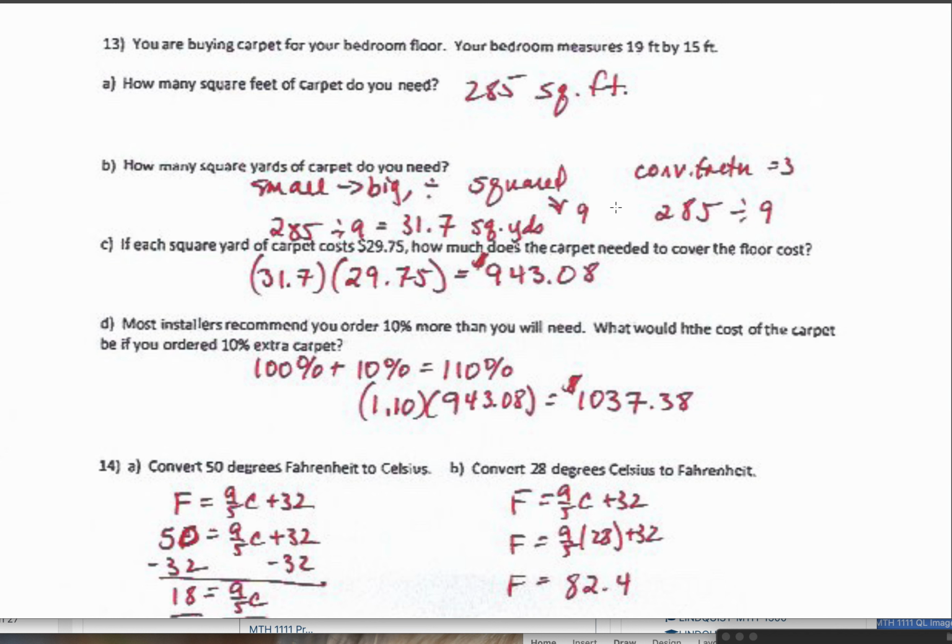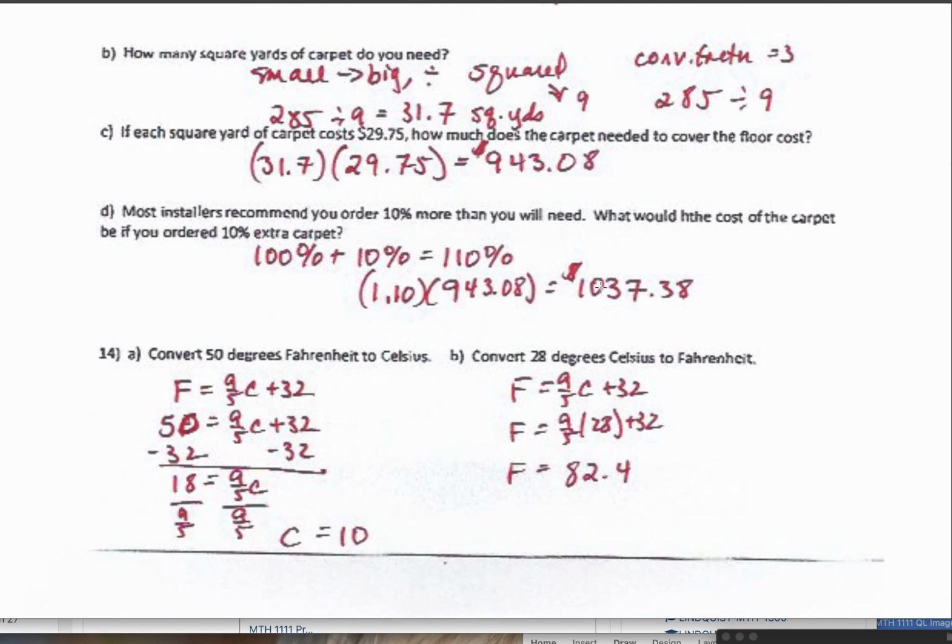Part C, if each square yard costs $29.75, how much does it cost to carpet the floor? So you get 31.7, the previous answer, times 29.75, and you get 943.08. But in a cruel twist of currency fate, you never order exactly the amount you need. You always order typically 10% more, because that way when the waste is done, you have enough. And so if you order 100%, that's all that you need, and you need an extra 10%. So that's 110% of what you need. So 110% is 1.10 times 943.08, and that gives you $1,037.38.